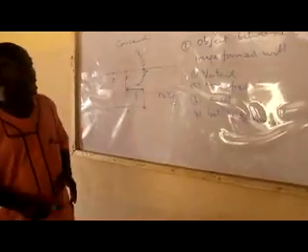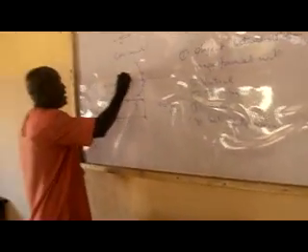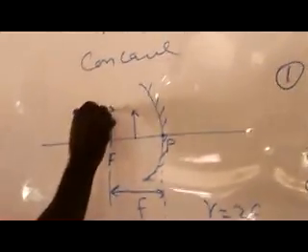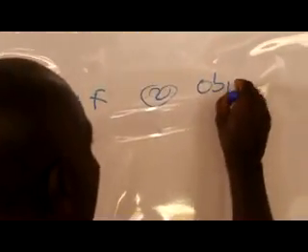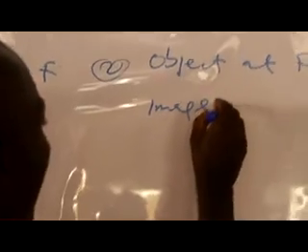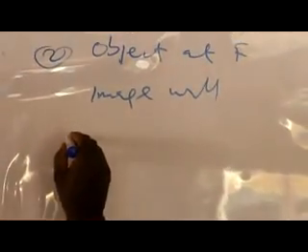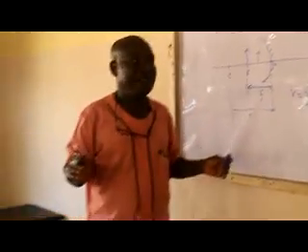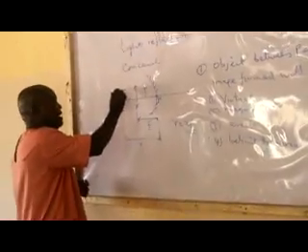When you move backwards from the first position, you get number 2: object at F. The image will be at infinity. You cannot see it. You don't know whether it is black or white, tall or short, bigger or smaller. So it's at infinity.